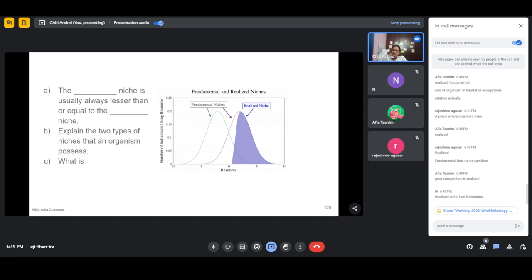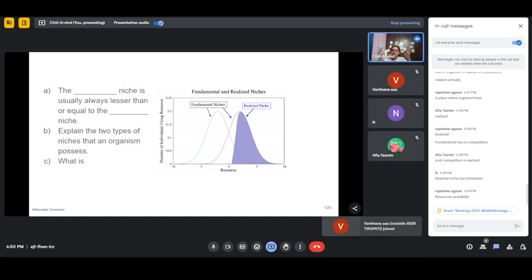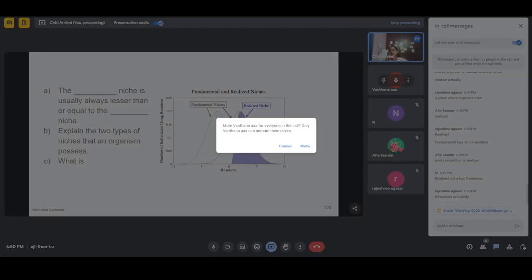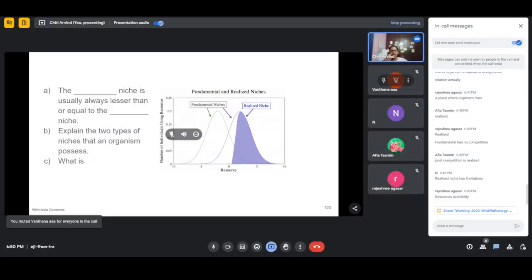Any factors that could be limitations? So you have resource availability, you have competition, right? So all these are limitations. So an organism can possibly live in this much of a large space, but it only lives in a much smaller space, and that is only because it is a theoretical concept, right?